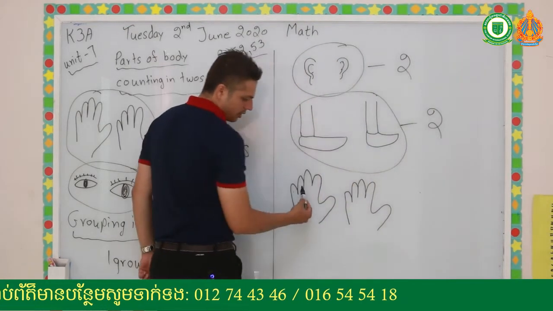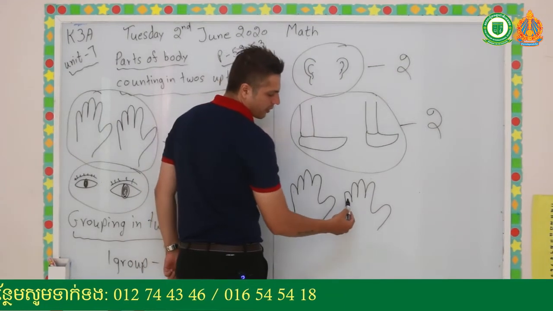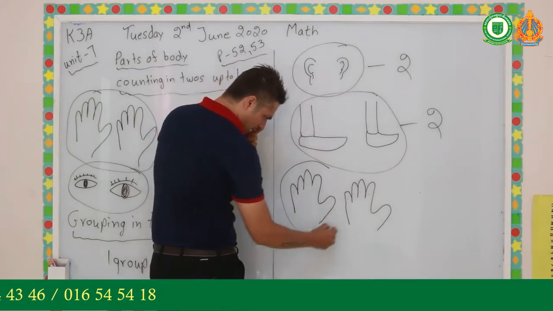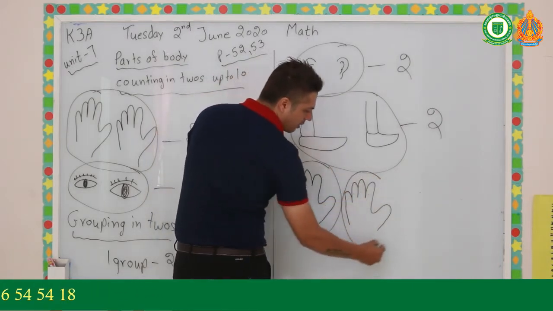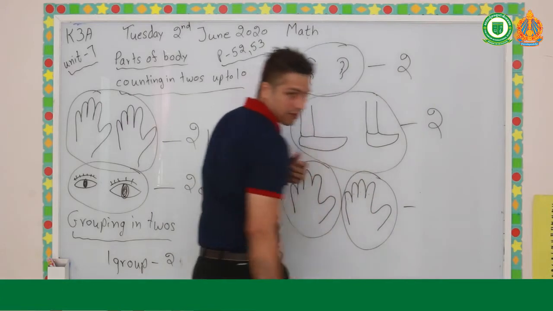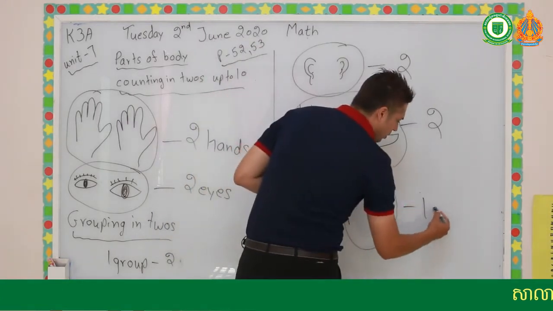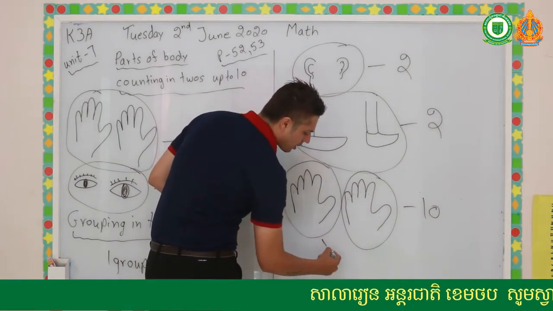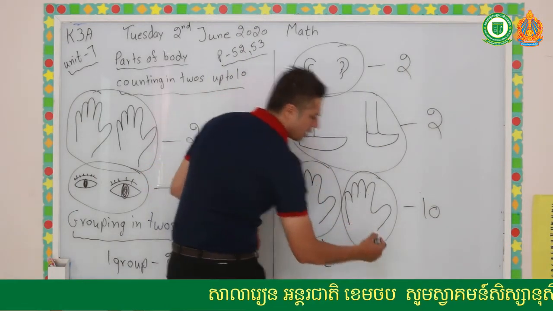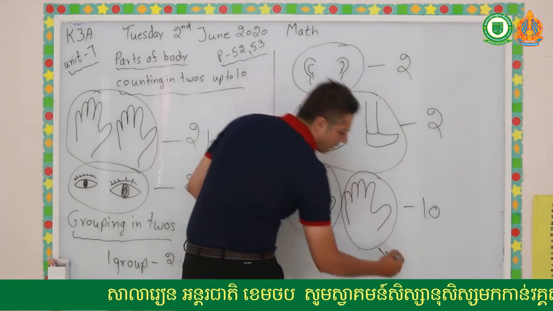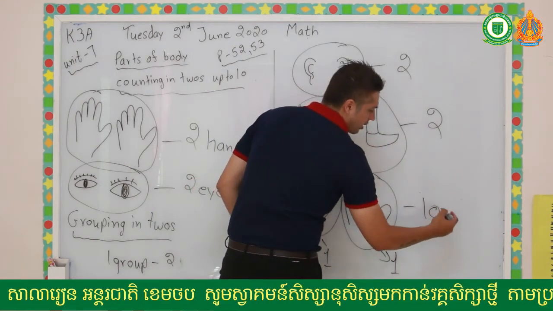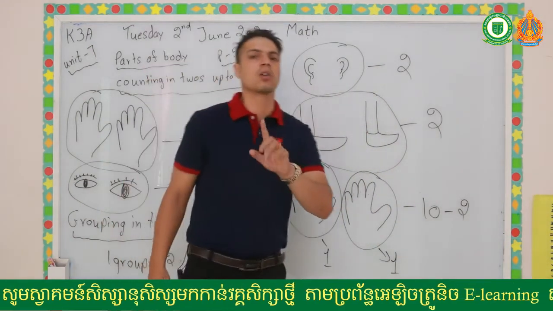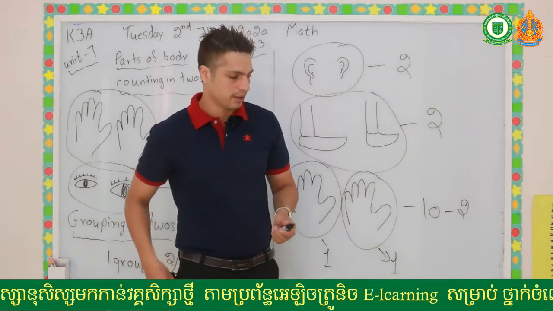Okay, so 1, 2, 3, 4, 5. 1, 2, 3, 4, 5. So we have 5 fingers in one hand and 5 fingers in another hand. So how many fingers in 2 hands? 10 fingers. So 5 fingers, one group. One more 5 fingers, one group. So 10 fingers, 2 groups. 5 fingers, one group. That means grouping in 5s.